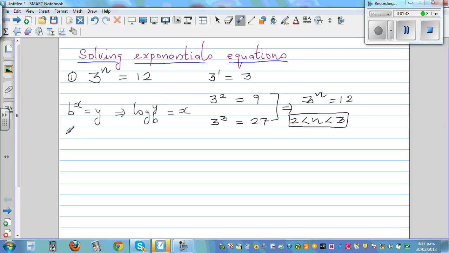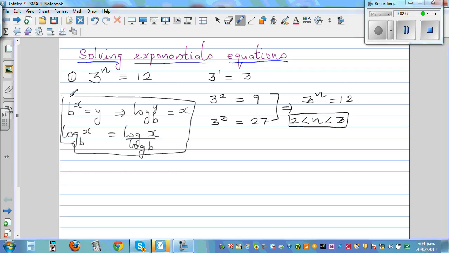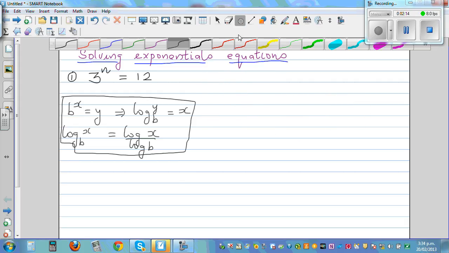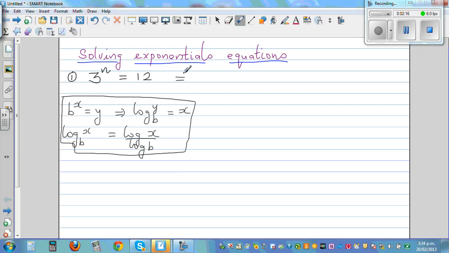The second rule that you need to know is log base b of x is the same as writing log of x divided by log b. So if you know these two facts, you can solve any exponential equation. Let me erase this. Let me use a bigger eraser. So using these two facts, I can write this in the log form.